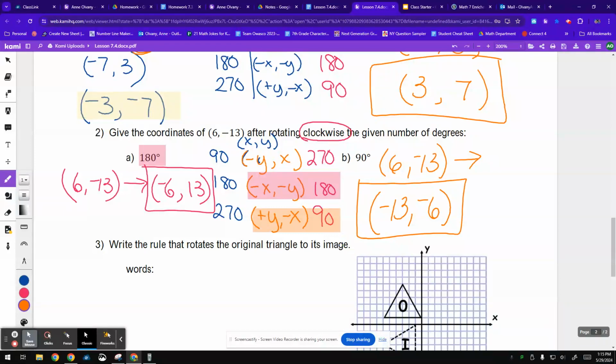Does your head hurt? Let me think. Did I screw it up? No, because you take whatever y is. You don't do anything to it. You just take whatever y is and put it in the front spot. So it was negative, so we don't change it.